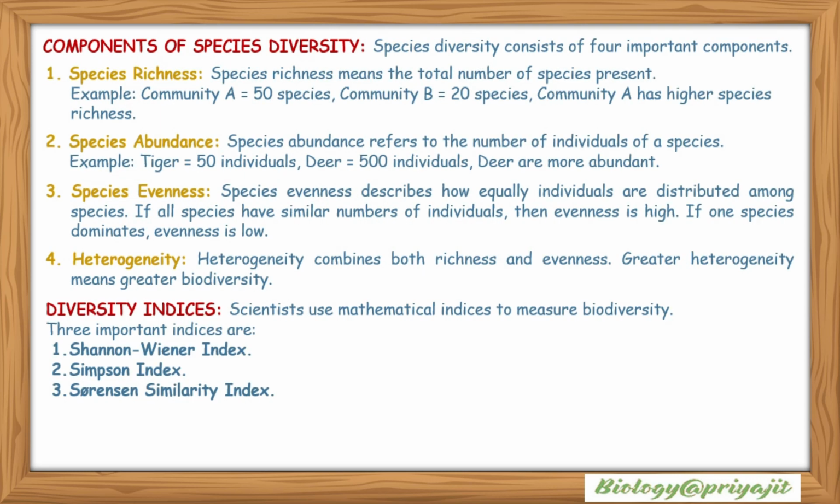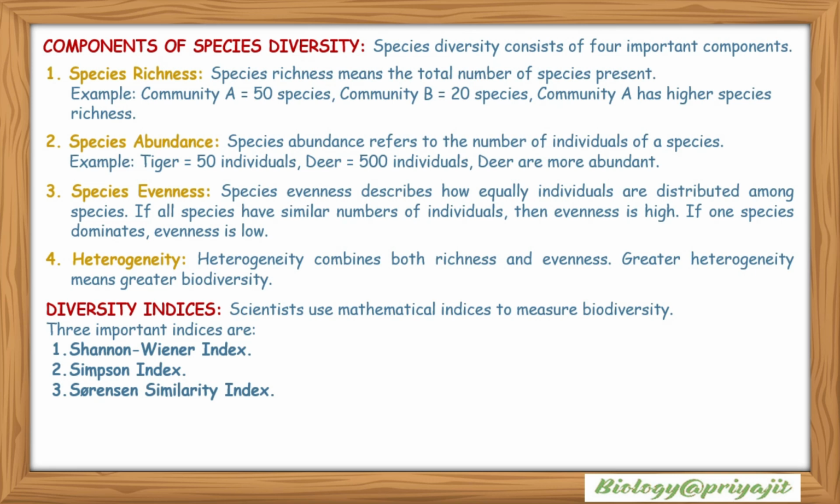Components of species diversity. Species diversity consists of four important components. First one is species richness. Species richness means the total number of species present. Example, community A contains 50 species, community B 20 species. So community A has higher species richness.